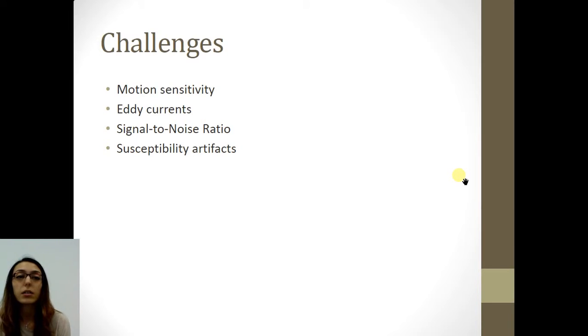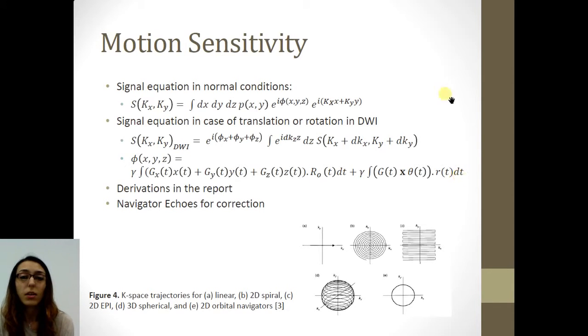So what are the challenges? The challenges are motion sensitivity, eddy current, signal-to-noise ratio, and some susceptibility artifacts. Since we are really sensitive to microscopic motion, we are also sensitive to bulk motion of the head or of the body, which we can model as translations or rotations. The signal equation that we acquire in normal conditions is like this. But in diffusion-weighted imaging, the signal equation in case of translation or rotation, meaning any motion, is like this, where the signal is shifted in k-space by these amounts, and it also has some global phase in front of it. The derivations of this equation are shown in the report.